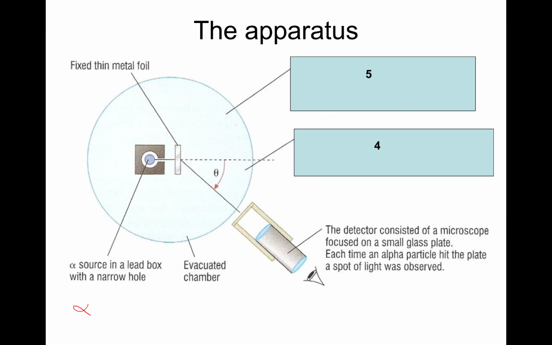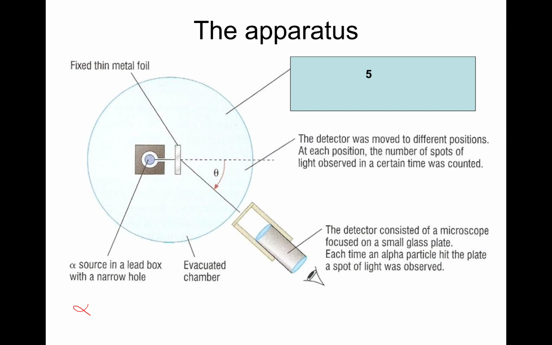Then number 3, you've got a detector. It's a microscope focused on a small glass plate, and each time an alpha particle comes through and hits the plate on the outside of the chamber, you get a spot of light that was observed by the scientists. What they did was move the detector to different positions, and at each position, the number of spots of light observed in a certain time was counted, and then obviously comparisons were made depending on the angle.